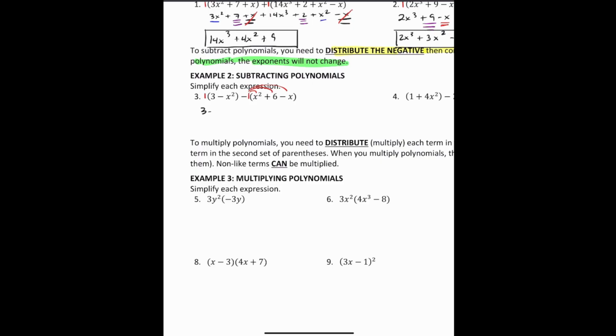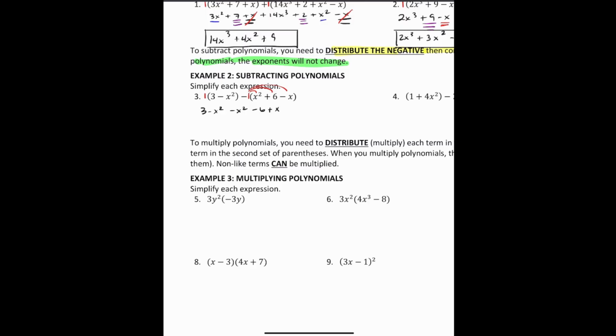So I'll write 3 minus x to the second power, and then that negative 1 gets distributed to each term. So negative 1 times x squared is negative x squared, negative 1 times 6 is negative 6, and negative 1 times negative x, a negative times a negative is a positive, so positive x.